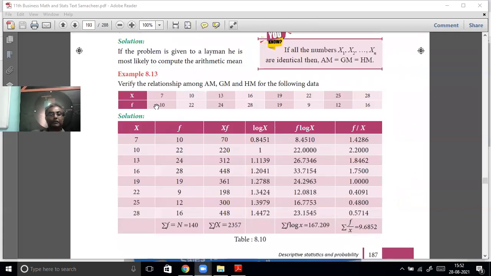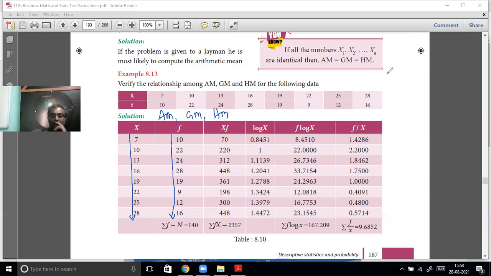One example is given. Here you are getting x and frequency, that means it is discrete frequency data. So first you put the 2 columns of x and f. The x values are 7, 10, 13, 16, 19, 22, 25, 28, and you put the corresponding frequencies next to them. So far the data is given. Now you have to find out the arithmetic mean, geometric mean, and harmonic mean.